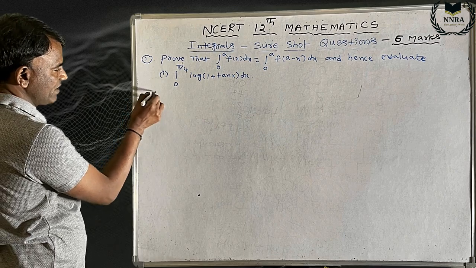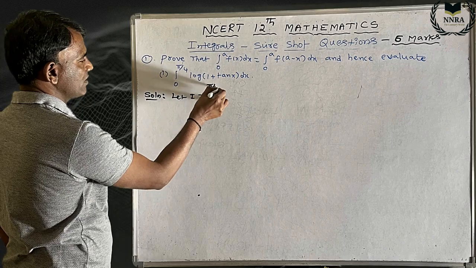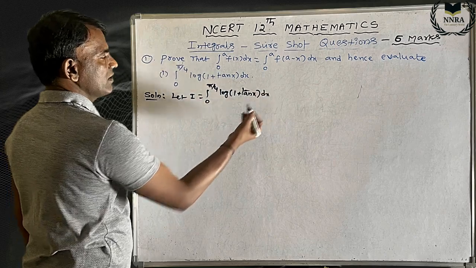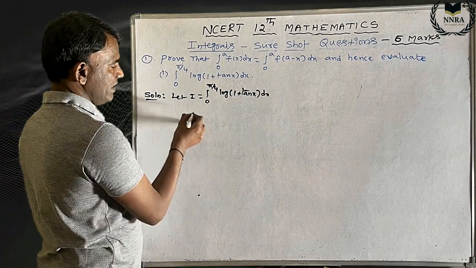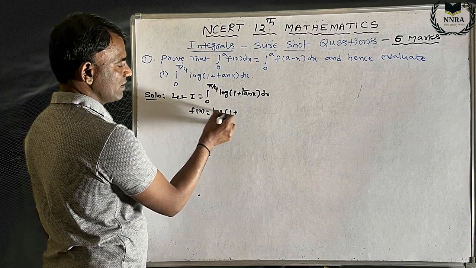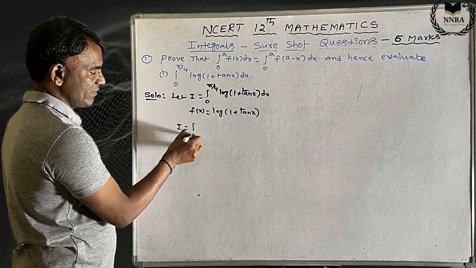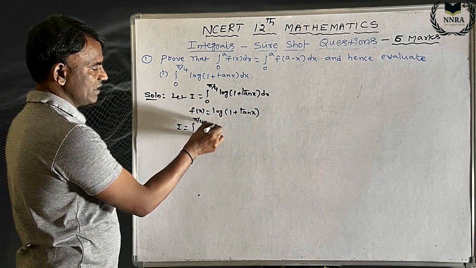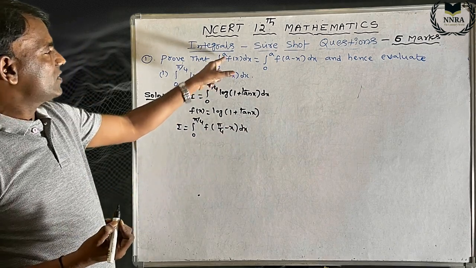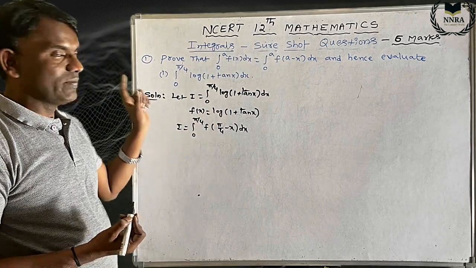So what is the value here? Just write let I equal to integral 0 to pi by 4 log of 1 plus tan x into dx. Right? And here what is the value of f of x? f of x is equal to log of 1 plus tan x. And we want one more I, that can be written as 0 to pi by 4 f of pi by 4 minus x into dx. Why? Because 0 to a f of x dx equals 0 to a f of a minus x. Here a is equal to pi by 4.